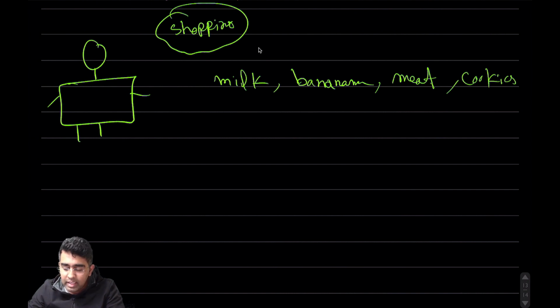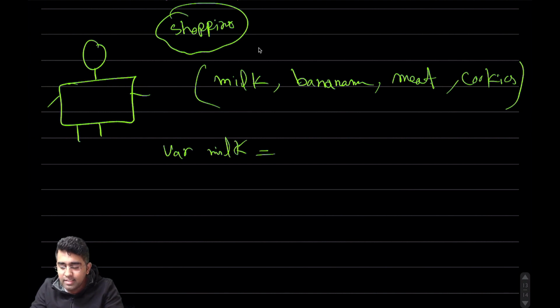Now that list is going to be stored somewhere. In programming, we need to store our values into something where we can retrieve them. So if we want to create a variable for milk, a variable for banana, for meat, and for cookies, that's going to be a lot of code. That would be var milk, right? And then a value for that, and so on. That's not a good thing to do. That's what we don't really want to do. We want to store these values into an array.